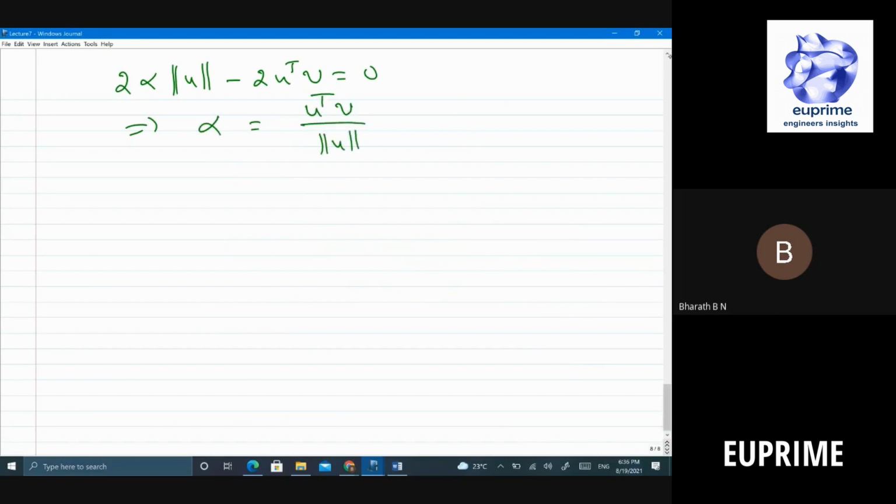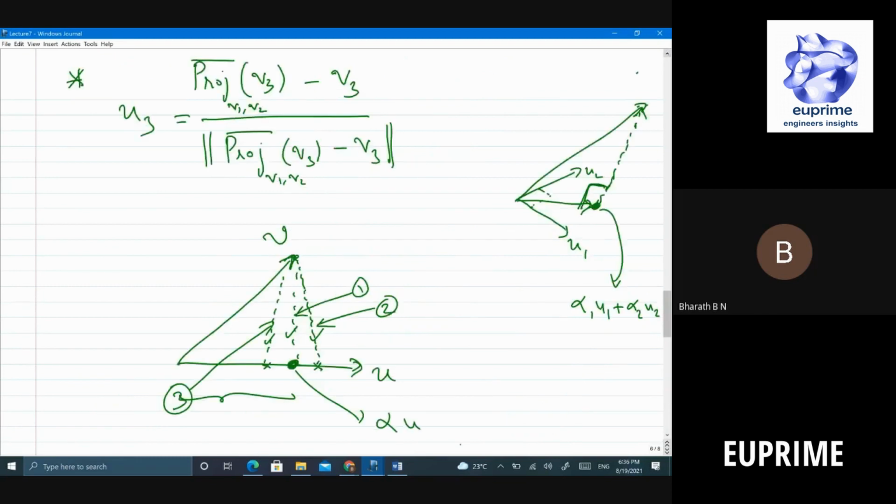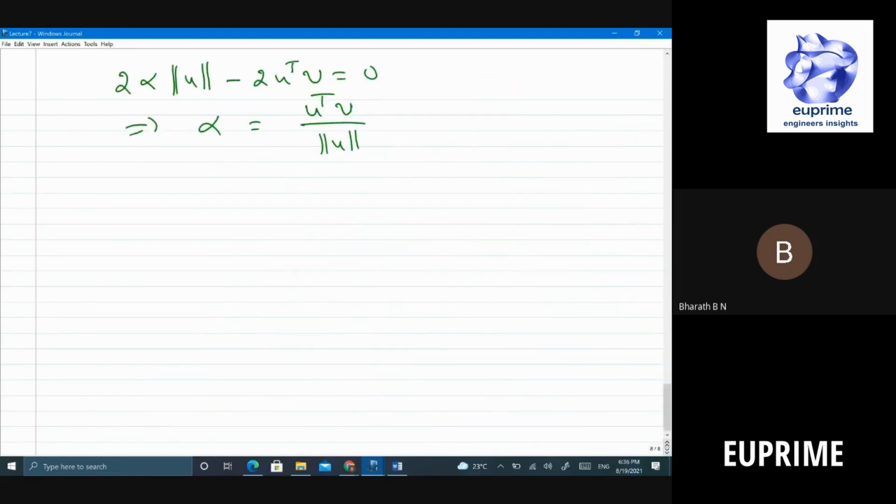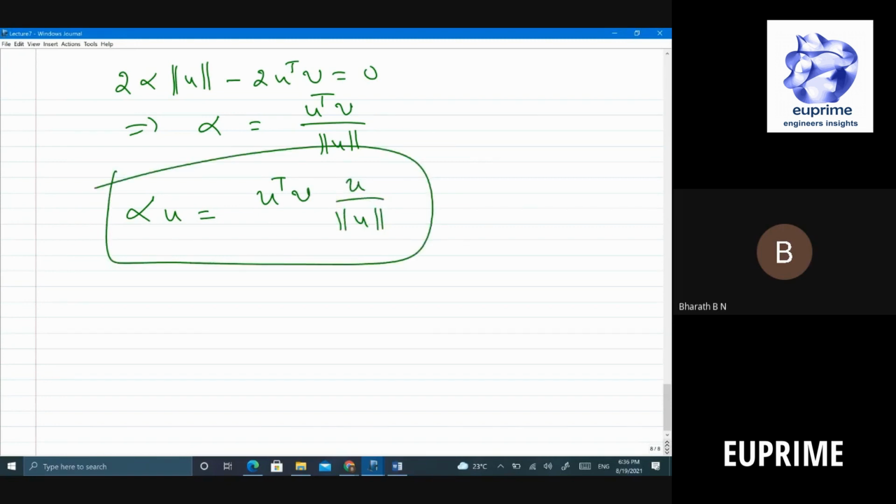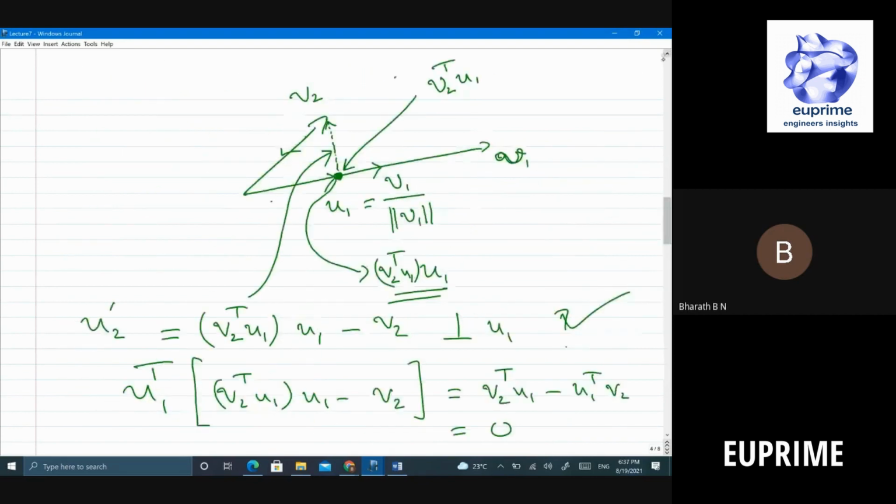So what is this vector? I want this alpha u, and alpha turned out to be that. Alpha u is u transpose v times u divided by norm of u squared, right? That's what we got. In fact, by our intuition, we got the same thing. Here also we look at 2 dimensions. See, u1 is v1 over norm of v1. We got exactly the same. Do you agree? Now, this will give us a way, right?